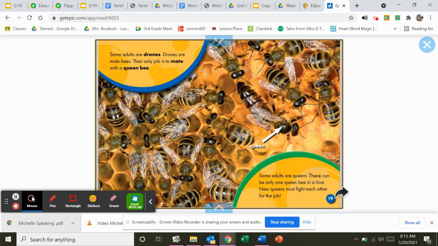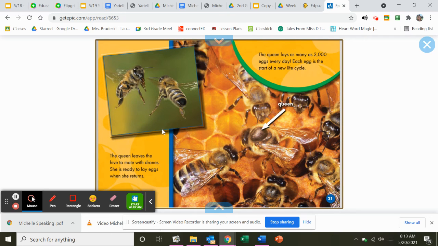Some adults are queens. There can be only one queen bee in a hive. New queens must fight each other for the job. I'm actually going to show you some pictures and some videos about queen bees. All of the bees in the beehive, and there's thousands, follow just one bee. So wherever this queen bee goes, that's where the other worker bees go. They follow her anywhere.